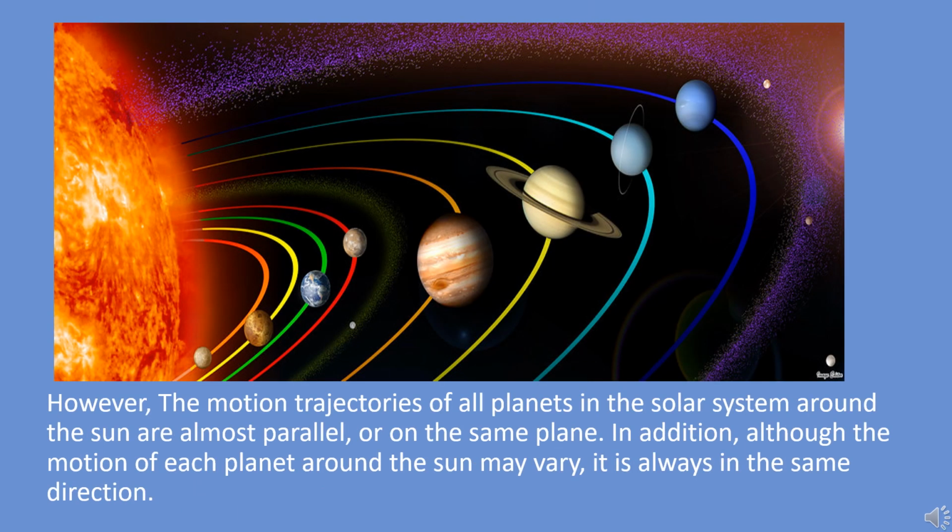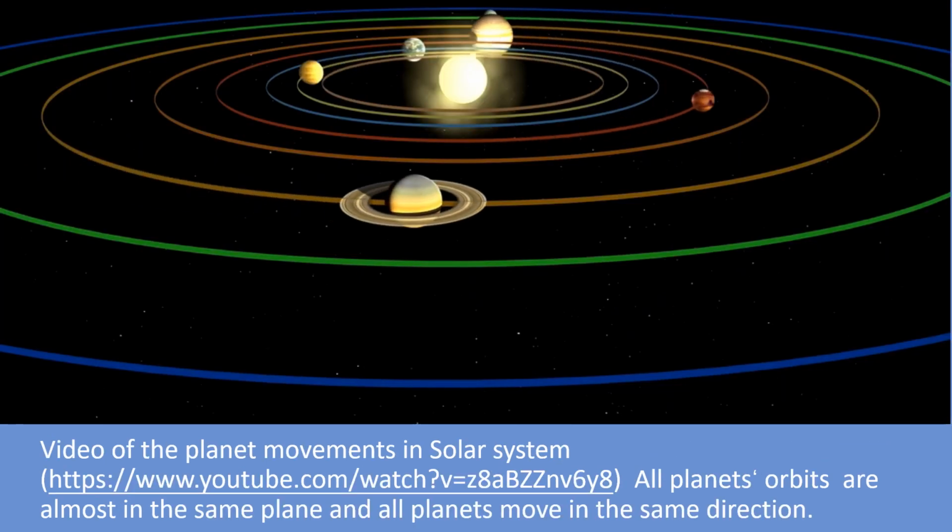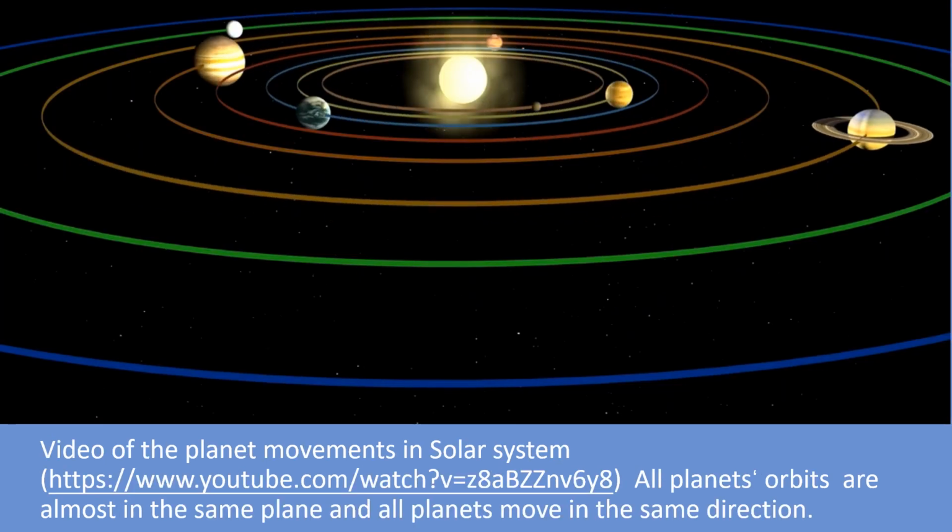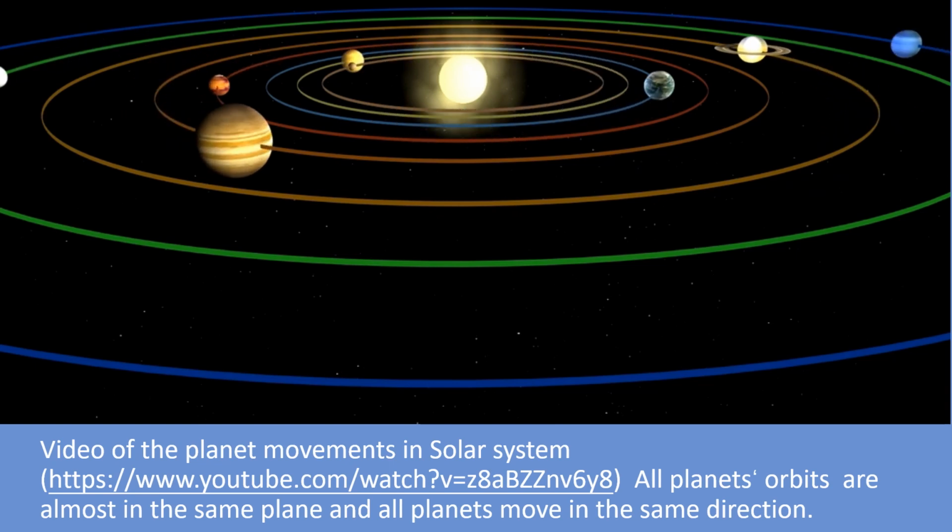However, the motion trajectories of all planets in the solar system around the Sun are almost parallel, or on the same plane. In addition, although the motion of each planet around the Sun may be faster or slower, it is all in the same direction. Video of the planet movements in solar system.